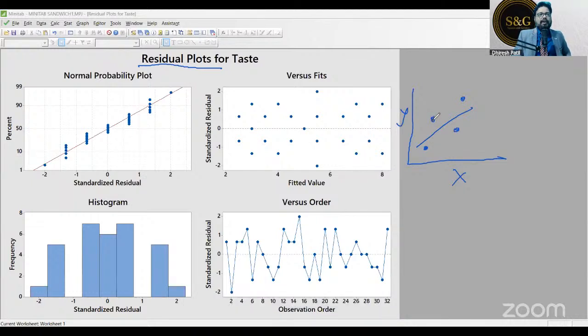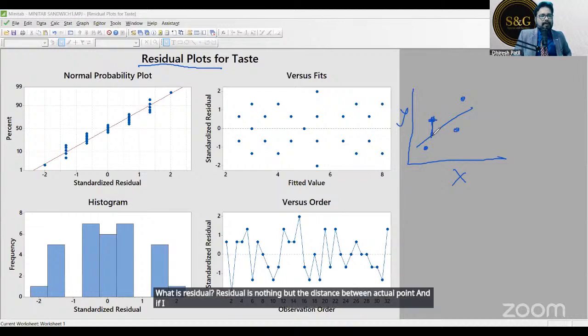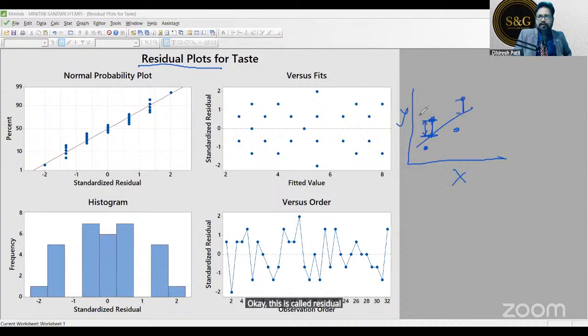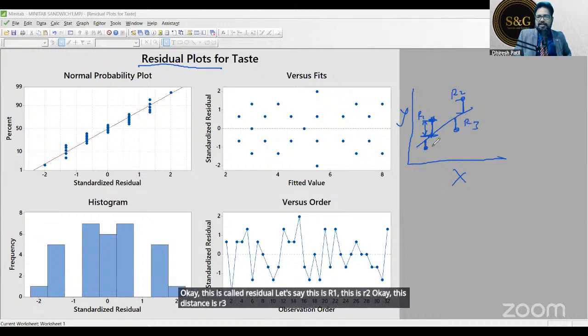What is residual? Residual is nothing but the distance between the actual point, and if I draw a vertical line here, what is the distance between this actual point and the point on the line of best fit? This is called residual. Let's say this is R1. This is R2. This distance is R3. This distance is R4. So these are called residuals basically. R for residual. Residual is the distance between the line of best fit and the actual.